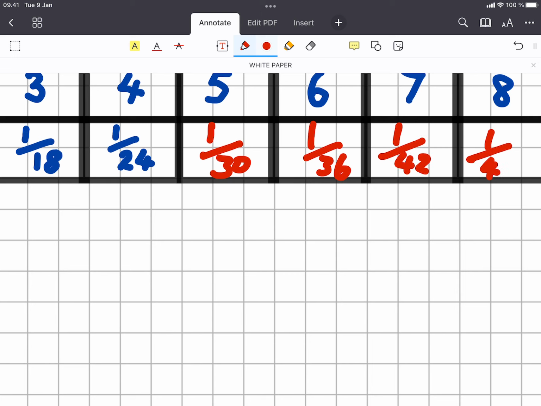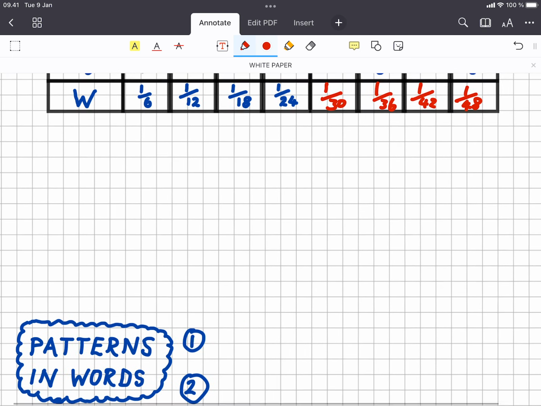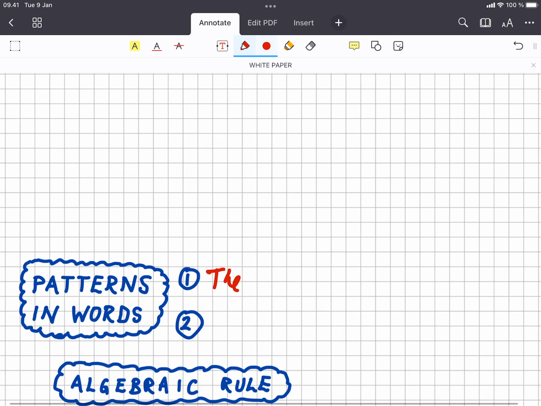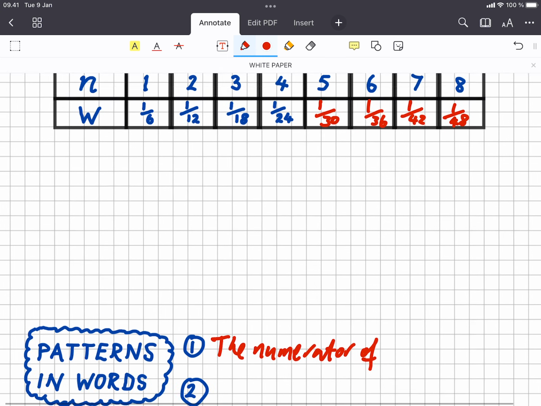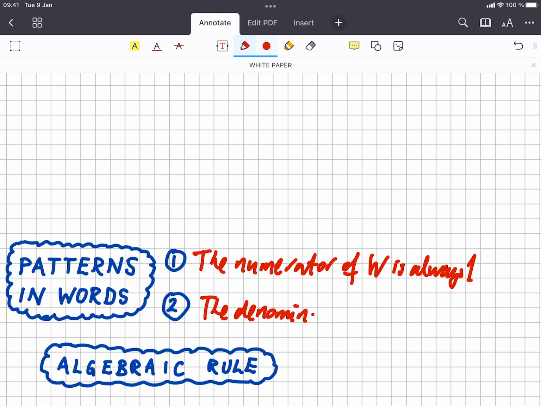42, 48, and so on. So patterns in words. The numerator, or the top number of, what do I call it this time, W, is always 1. The denominator of W increases by 6 every time. So those are two good patterns in words.